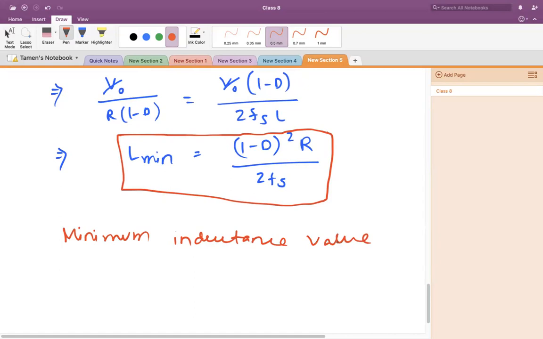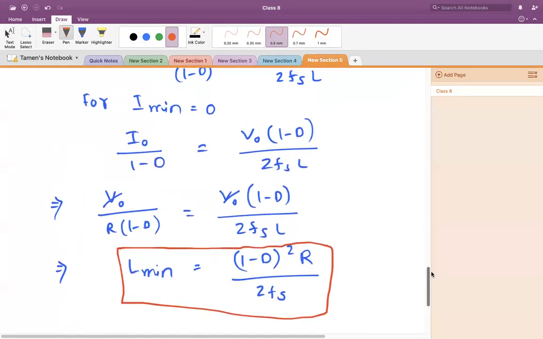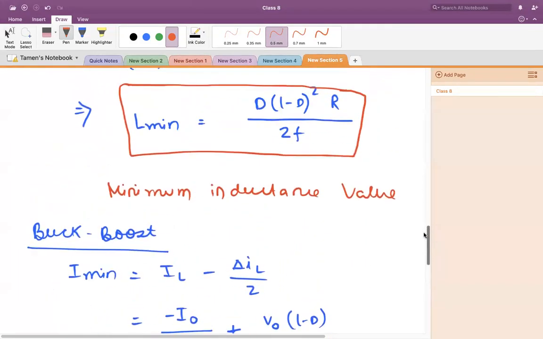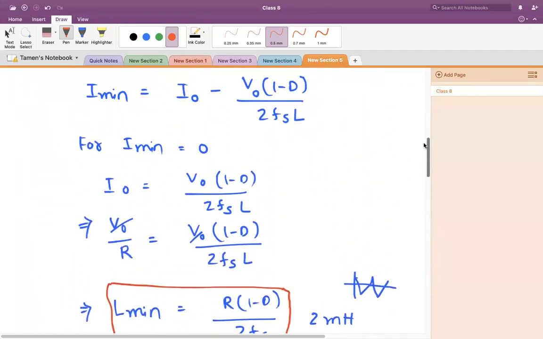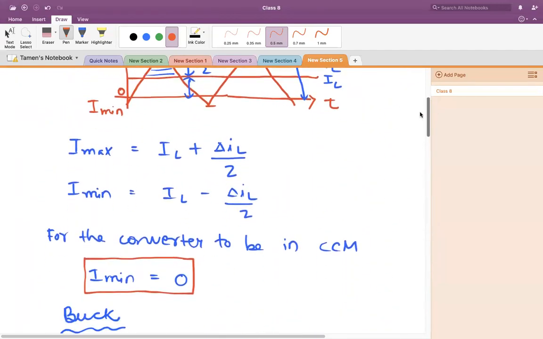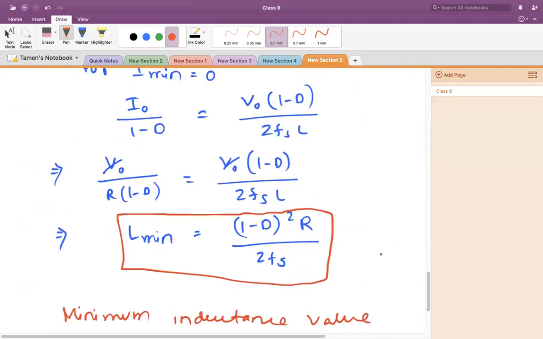So whenever we design the circuit, we require these 3 important conditions for designing of L. If we do not follow this, there is a chance that our circuit will be in DCM. Up to this, I needed to explain because I had told you that I will be explaining this. Now we'll move further.